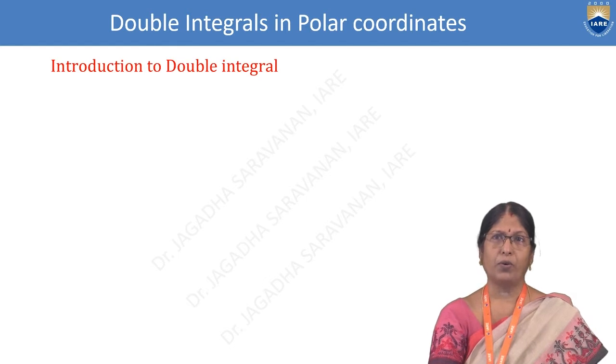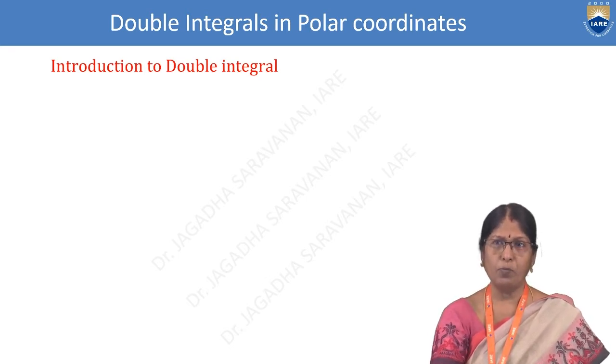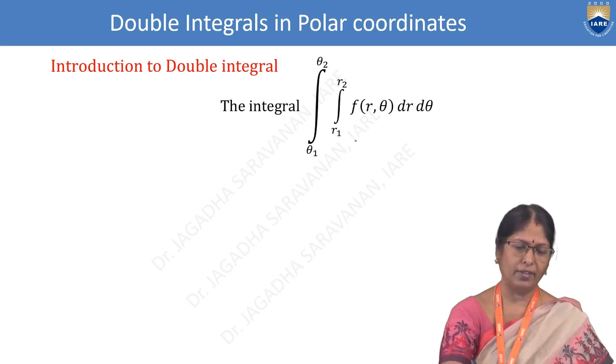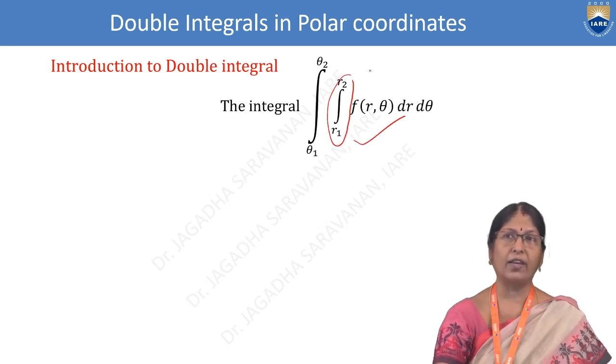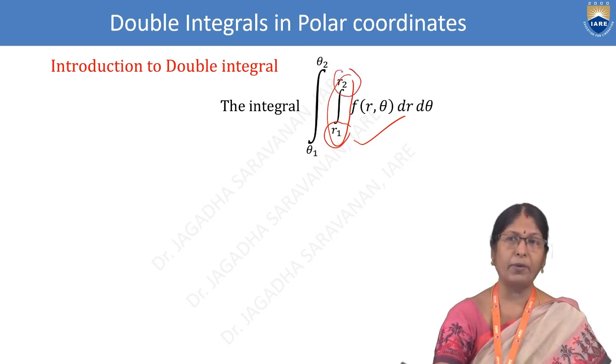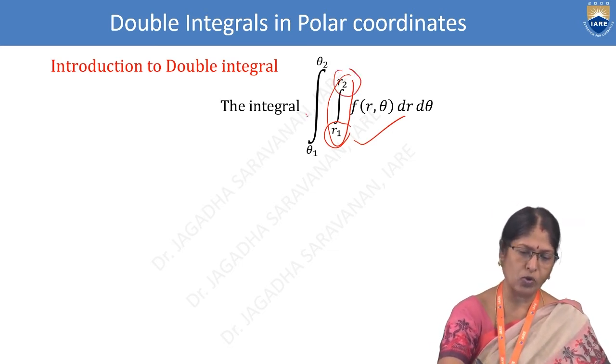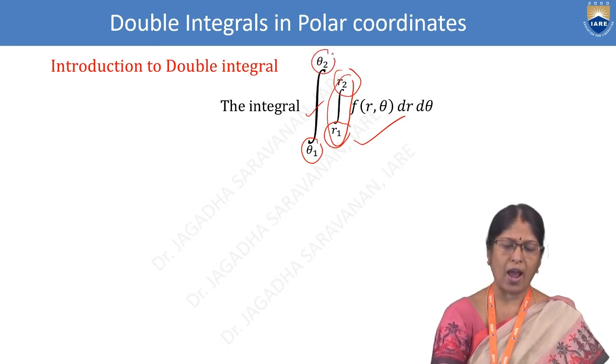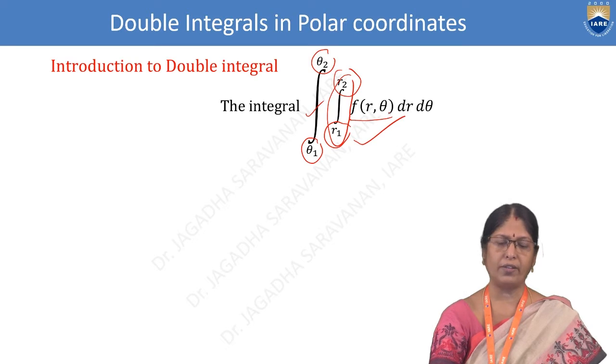The introduction to double integral in polar coordinates: here this is the interior integration, where the lower limit is r1 and the upper limit is r2. In the outermost integration, the lower limit is theta 1 and the upper limit is theta 2, and the function is defined in terms of radius and angle. And we will integrate with respect to r and with respect to theta.